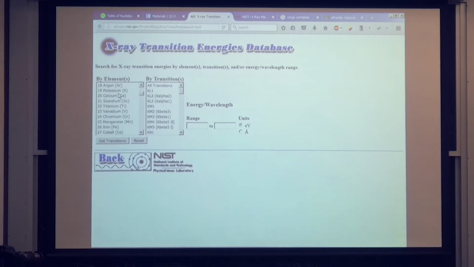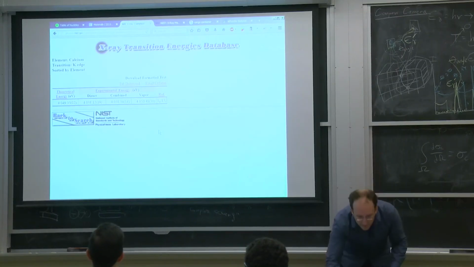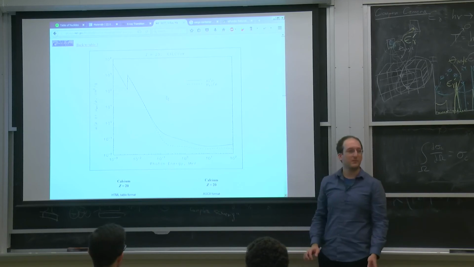Wow, this really doesn't work with chalk on your fingers. And let's look at the K-edge to check. Lo and behold, 4.05 keV. So what you're seeing here is the photoelectric peak K-edge absorption.